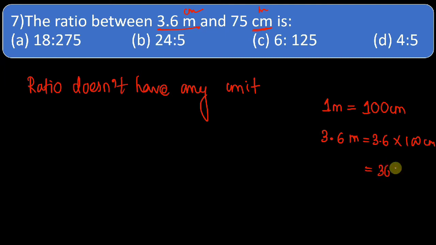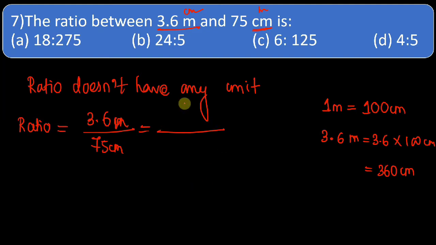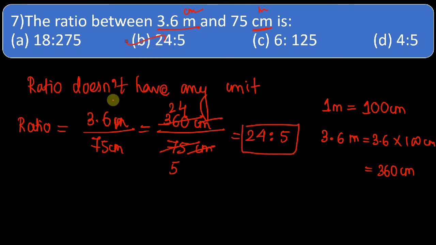that is 360 centimeter. Now we are told to find the ratio of 3.6 meter by 75 centimeter, and we have converted this 3.6 meter into centimeter. We get this one as 360 centimeter and 75 here. The centimeter cancelled. 15 5s are 75, 15 2s are 30, and so on, that is 24:5 is the correct answer. So here the correct option is B.